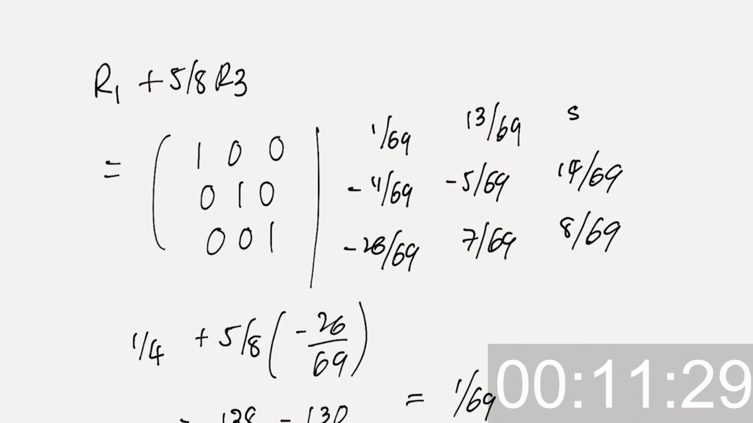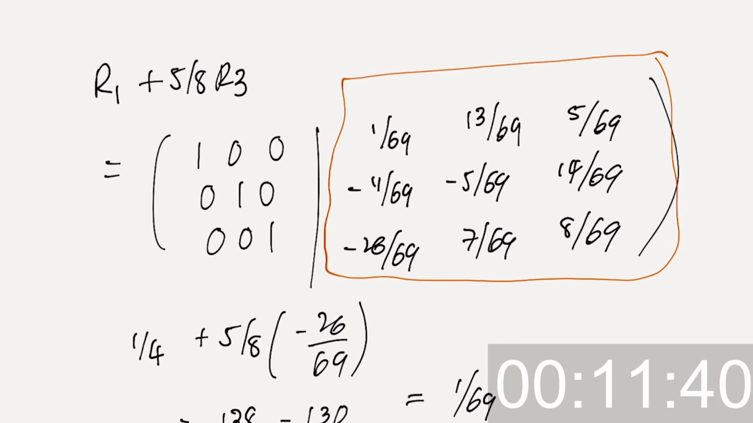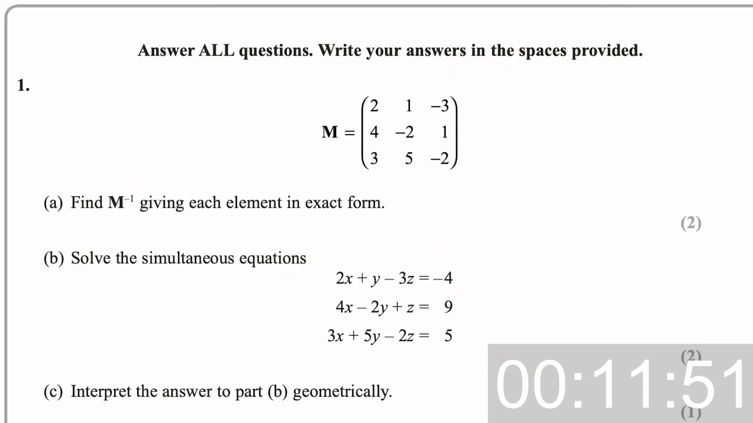0 plus 5/8, that's going to be 5 over 69. Right, so my inverse is then just this thing on the right. So let me just highlight that for you. So I believe this right here is M inverse. Well, that certainly took a lot longer than expected. Not a great start.